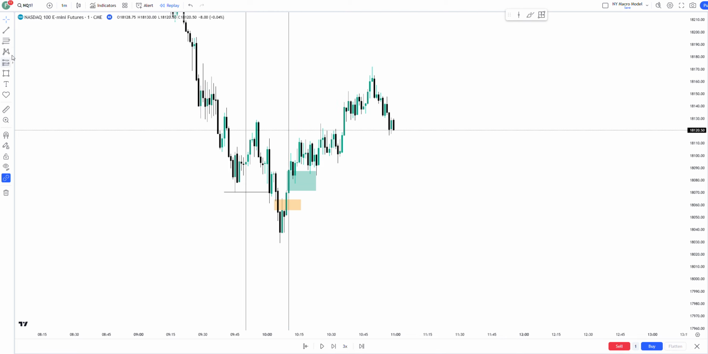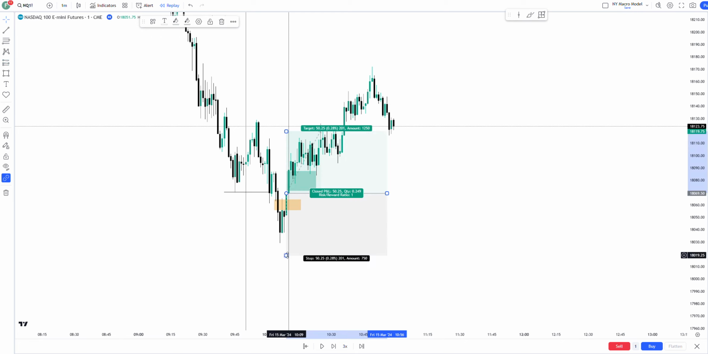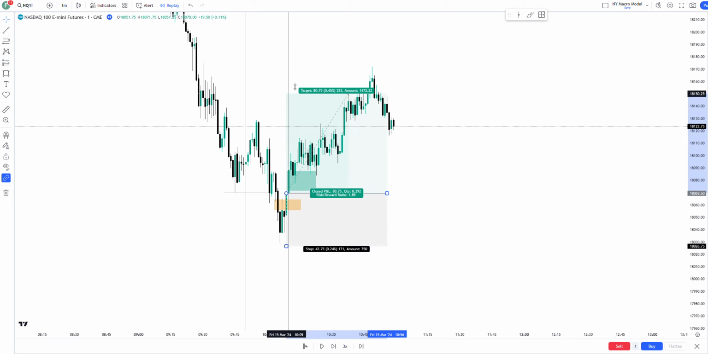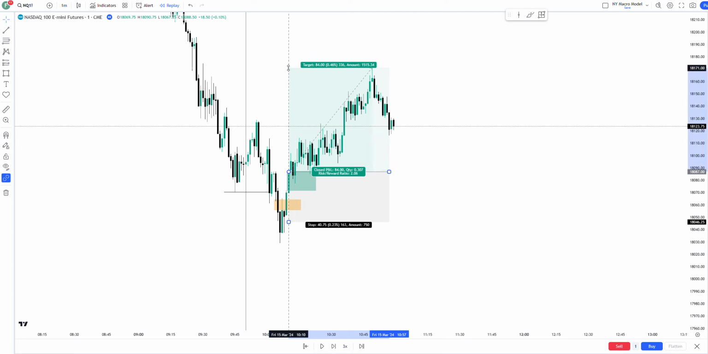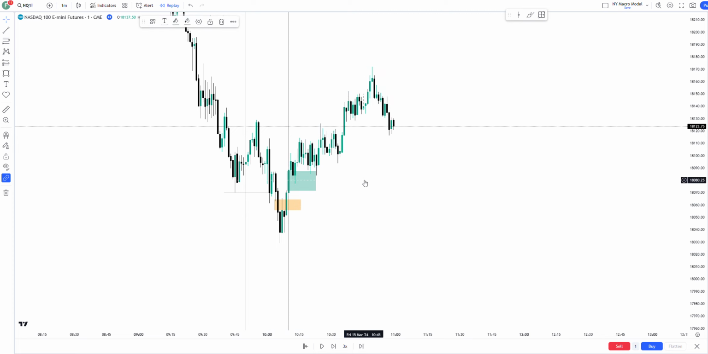So let's assume you went long from this inversion. As soon as we closed, stop below that low. Do you get a 1 to 2? Yes. If you went from this bullish gap, stop below the inversion, do you get a 1 to 2? Yes, right? So either way, you still get that risk to reward.